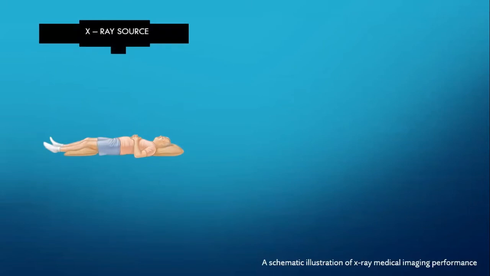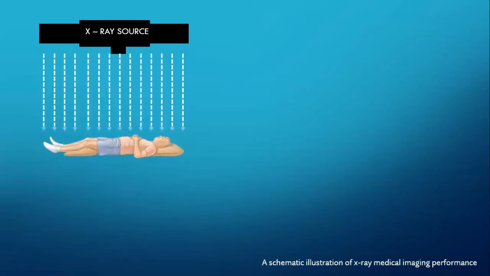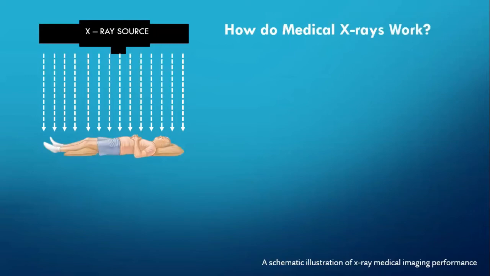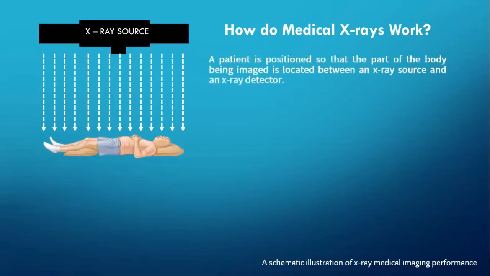Let's say this one is the X-ray source. To create a radiograph, we have to follow these steps. How do medical X-rays work? One, a patient is positioned so that the part of the body being imaged is located between an X-ray source and an X-ray detector.